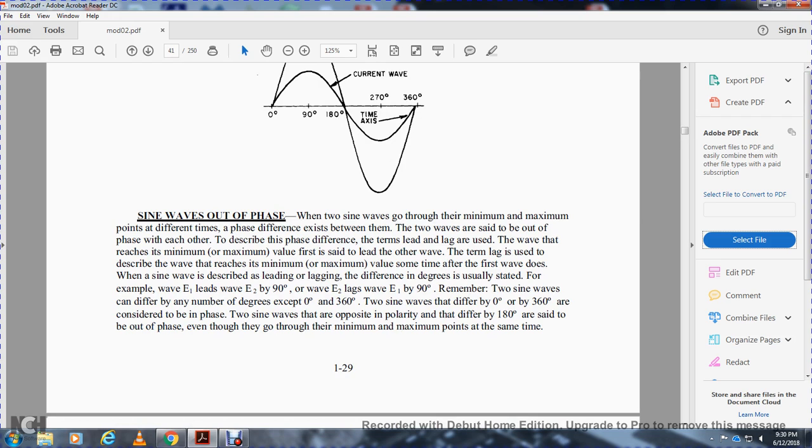Or sine waves out of phase. When two sine waves go through the minimum and maximum points at different times, there is a phase difference between them. The two waves are said to be out of phase with each other.